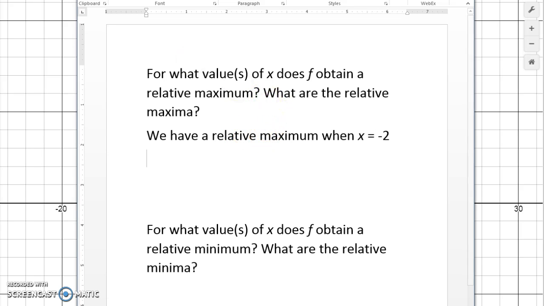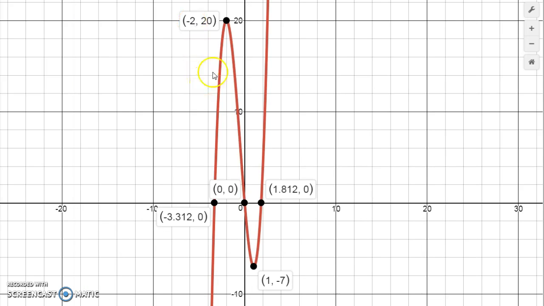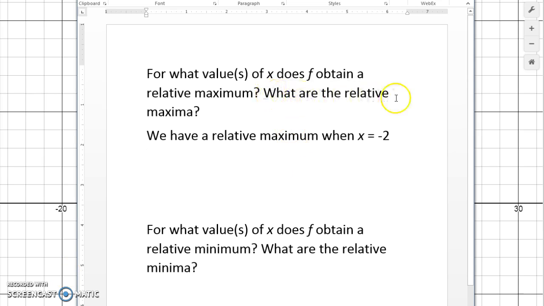And now the next thing we'll check is, are there any other places where it changes from increasing to decreasing? And it doesn't look like it, not on the picture that we see here. So that is the only relative maximum. Which means the next part of the question is worded incorrectly. It should now say, what is the relative maximum?